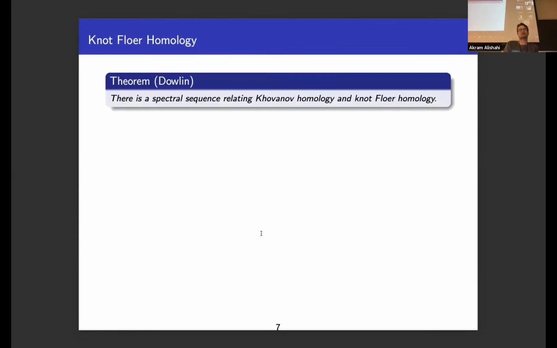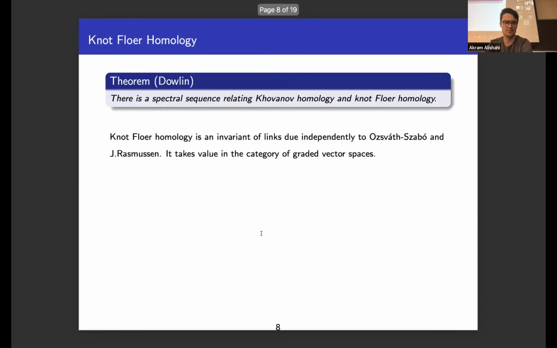The main technical tool we use is the Dowlin spectral sequence, which relates Khovanov homology and knot Floer homology. For the purpose of this talk, you can essentially think of it as a lower bound on the rank of Khovanov homology in terms of knot Floer homology. I should say a little bit about knot Floer homology. This is an invariant of links due independently to Ozsváth–Szabó and Rasmussen, and takes values in the category of bigraded vector spaces, much like Khovanov homology. But unlike Khovanov homology, it's defined using symplectic topology, analysis, and Heegaard diagrams.